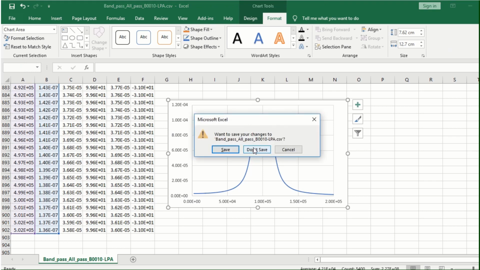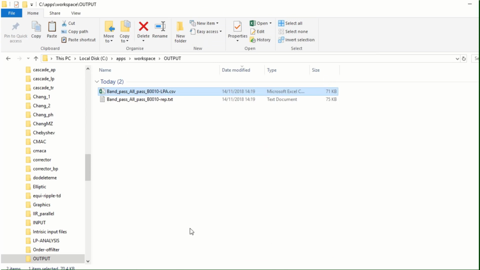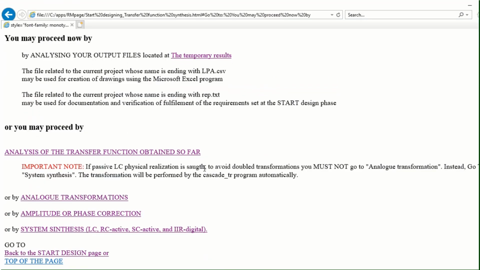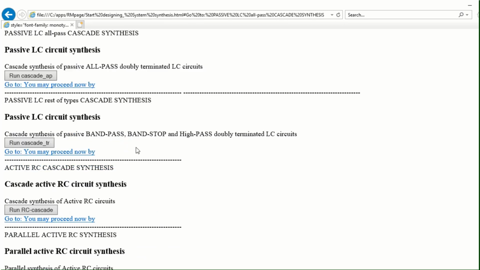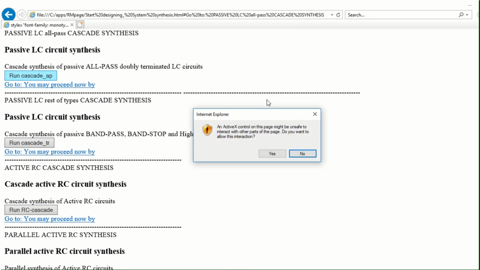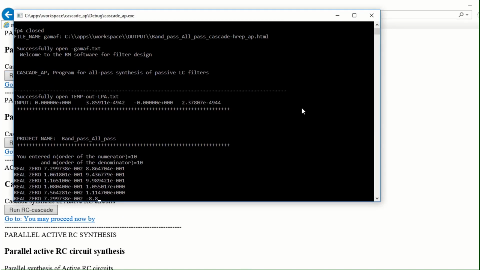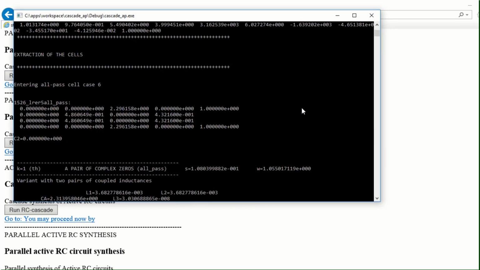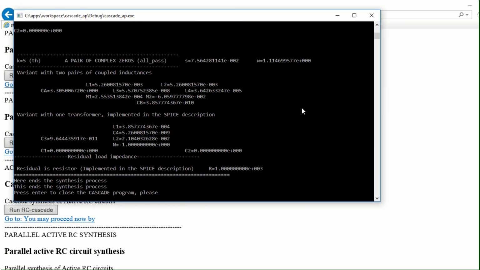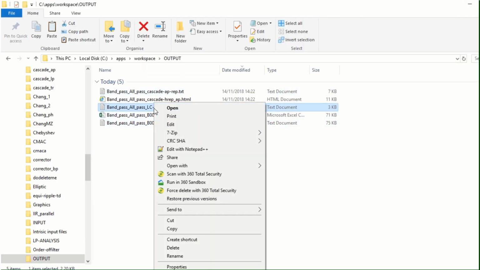Now we will proceed with the synthesis. We will go first for passive solution. It will be all-pass cascade AP. Done. Now we will look to the SPICE file first.